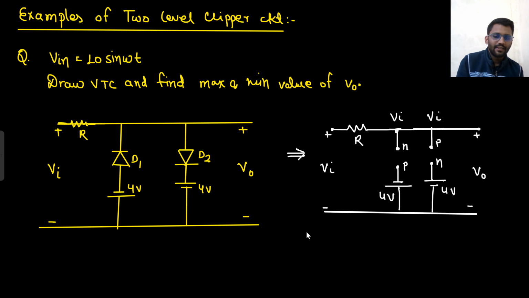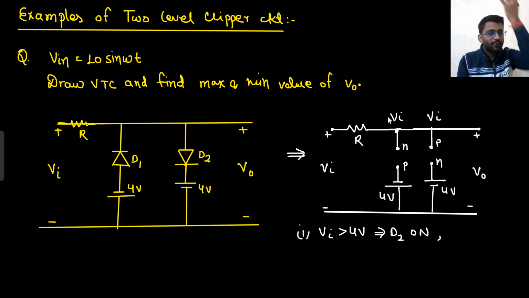So here you can see one thing. First, if V in is greater than 4 volt, what will happen? Diode D2 is on and diode D1 is off. Because if V in is greater than 4 volt, that means the N potential is higher than 4 volt. P is already at minus 4. And this N is higher than 4 volt, more in positive.